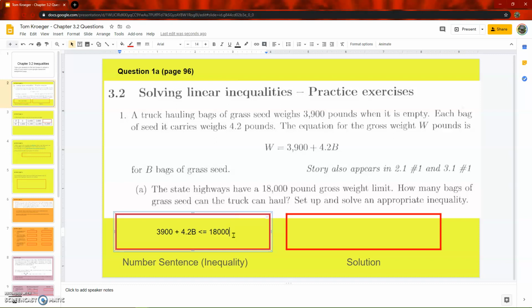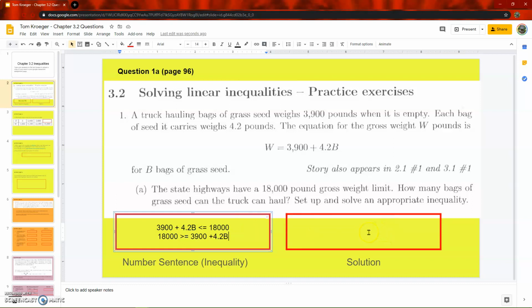Another way is if you start with the 18,000. No matter what, it cannot be bigger than that. So we'd have to be less than or equal to that 18,000. And then we just put the rest of the equation: 3,900 pounds for the truck plus 4 2/10 pounds for each bag, and we can have our amount that way.